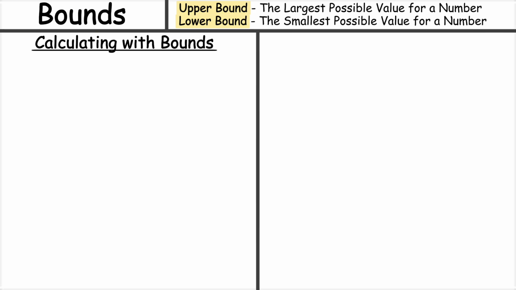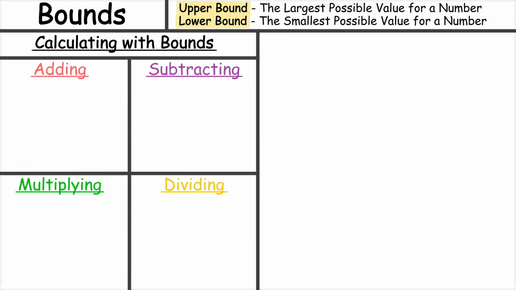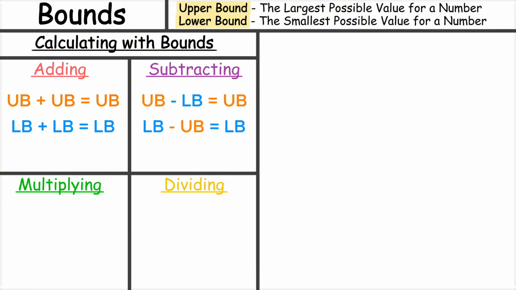When performing calculations with numbers that have been rounded, you might be asked to find the upper and lower bounds for the answer. Here are the rules you need to know. If you need to find the upper and lower bounds when adding two numbers, just remember that two upper bounds added together make the upper bound, and two lower bounds added together make the lower bound. If you're subtracting, remember that the upper bound minus the lower bound makes the upper bound, and the lower bound minus the upper bound makes the lower bound.